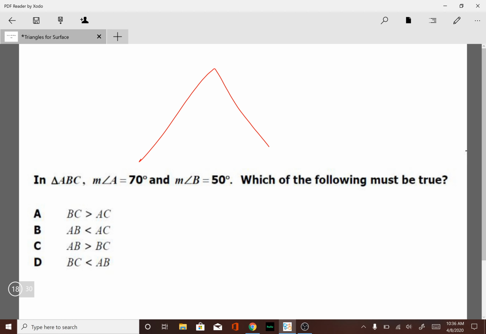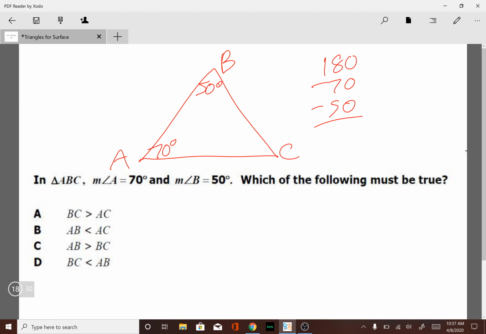And triangle ABC. Angle A is going to be 70 degrees. Angle B is going to be 50 degrees. Which of the following must be true? Well, if we do 180 minus 70 minus 50, because remember we got to have 180 degrees inside of a triangle, that means we're going to have 60 degrees here. So that means that BC is going to be our longest side. And this one's going to be the shortest. This one would be the middle.